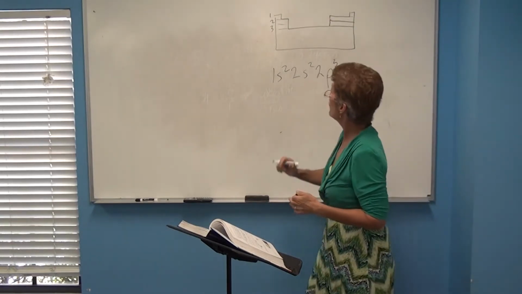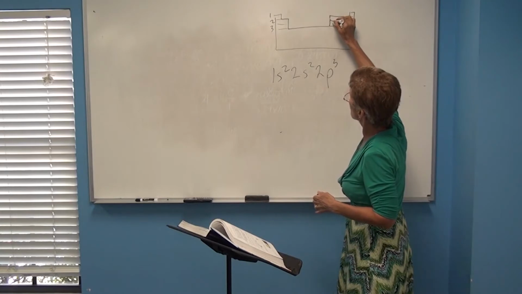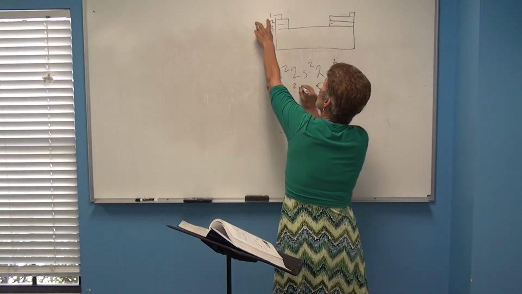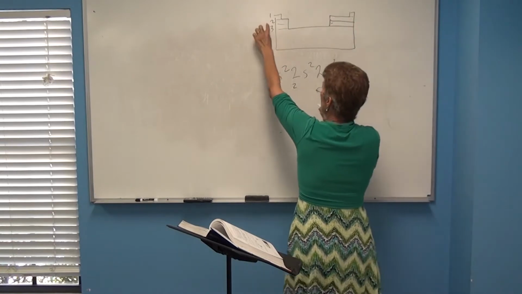The next one is aluminum. Aluminum is right here. So we're going to go back up to the top, 1s2. Now we're going to go to the 2nd level.